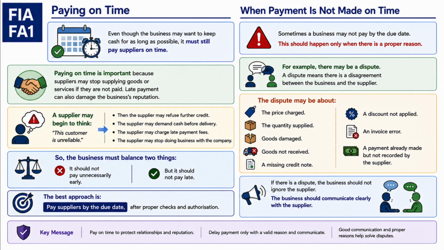The dispute may be about the price charged, the quantity supplied, goods damaged, goods not received, a missing credit note, a discount not applied, an invoice error, or a payment already made but not recorded by the supplier. If there is a dispute, the business should not ignore the supplier. The business should communicate clearly with the supplier.